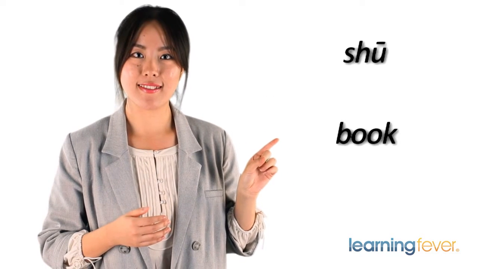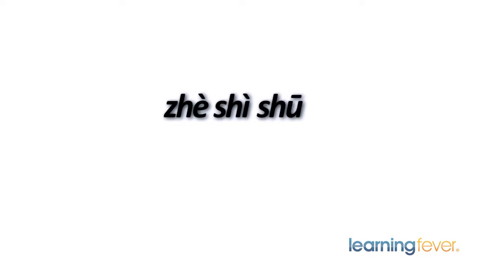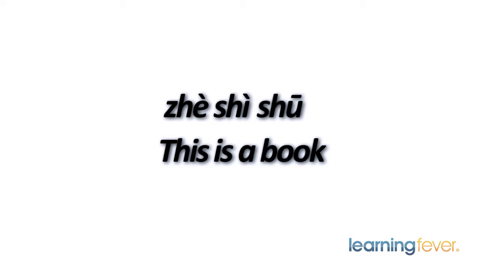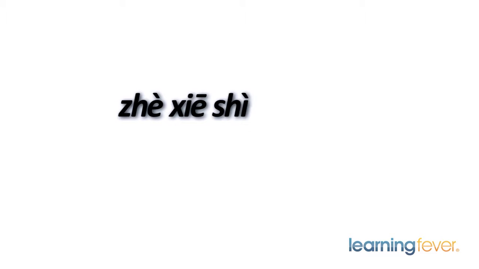这是书 is made of 3 words. 这 means this. 是 means is. 书 means book. 这是书. To ask a question in plural, what are these? You would say, 这些是什么?